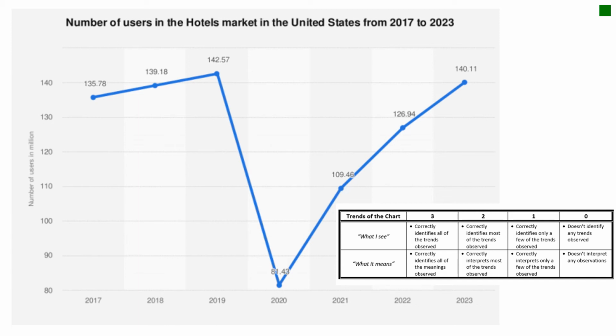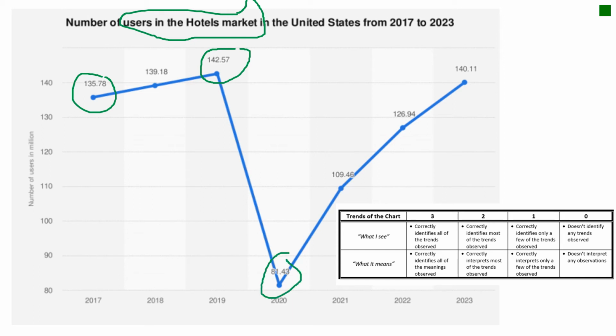Sticking with this idea of hotels and looking at the number of users in a hotel, let's take a look between 2017 and 2023. Even though this is in the future, it's still a prediction based off of a trend. So what do I see? Well, we can say that we started here. We have a peak, we have a drop, and we have kind of a prediction of what would happen. That prediction would be that the usage over the next 3 years will increase.